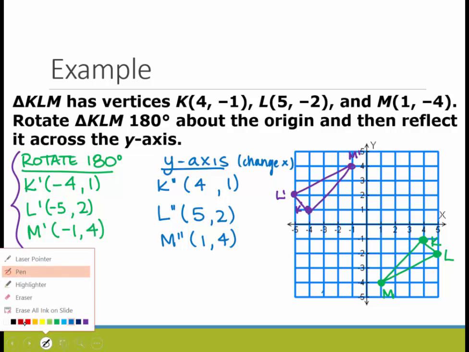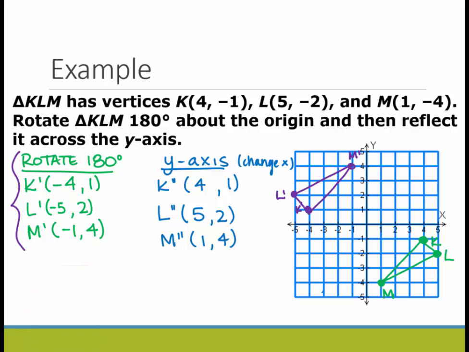And we should imagine that our shape is going to be somewhere over here in quadrant 1. So K is at 4, 1. L is at 5, 2. And M is at 1, 4. So when we connect these, this red shape right here is our image. That's our answer, everything that's over there. So basically we just did two things to it all in one problem.